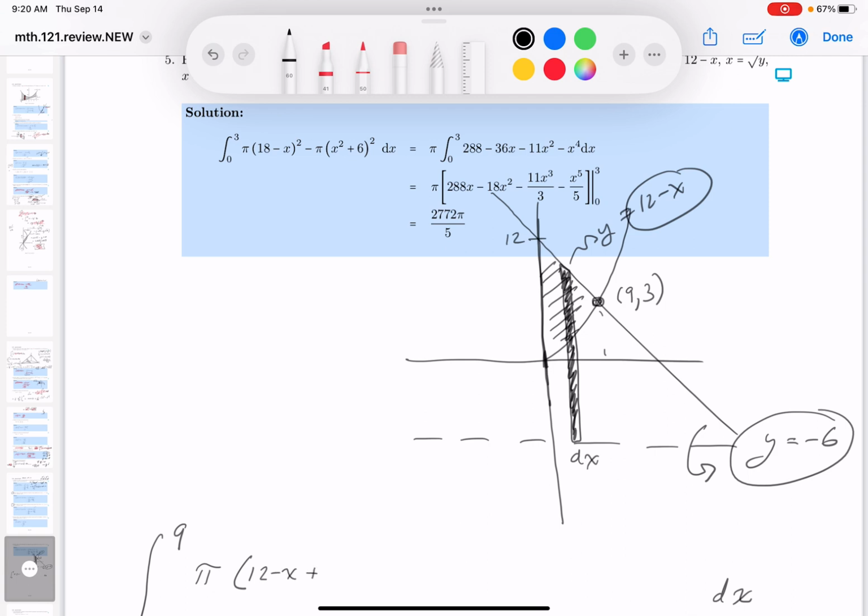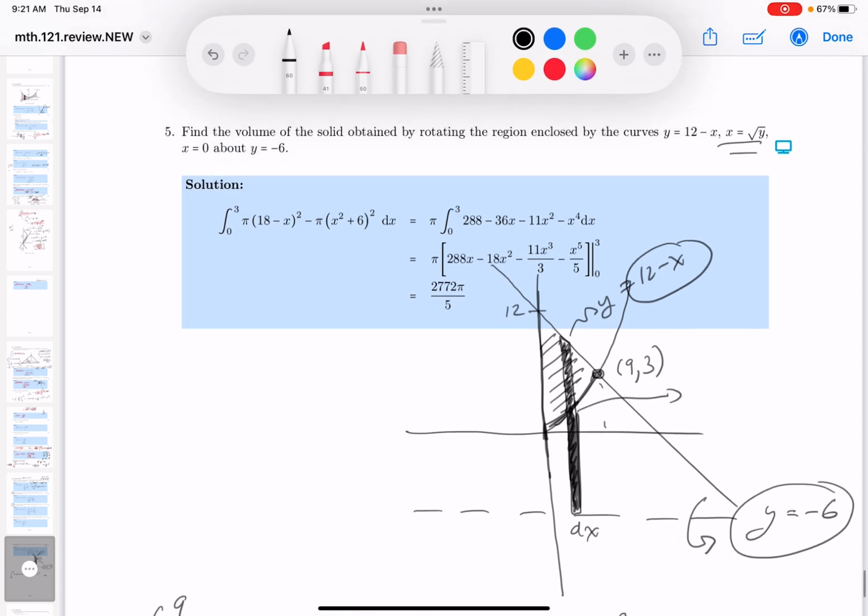Well, minus a minus 6 is plus 6, and we square it. Then I got to remove that inner part, this part over here. It's going to be minus pi. Put the square on it. And then, what's the upper part of that curve? Well, if you thought about it or just reread it, it's just simply x equals the root of y.